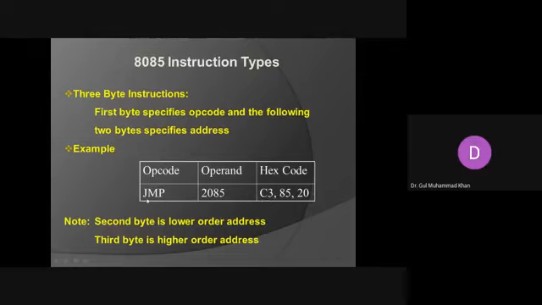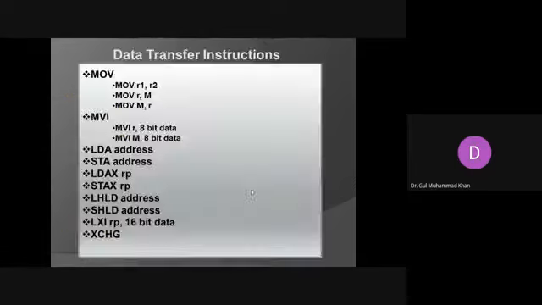So here, jump has a code of C3, and then 85 is stored in the next location and 20 in the next location. This is the order in which they are stored in the memory. We all understand that instructions are written onto memory locations. First of all, the operational code is loaded, and then the lower byte, and then the upper byte. So this is how the overall process is done.